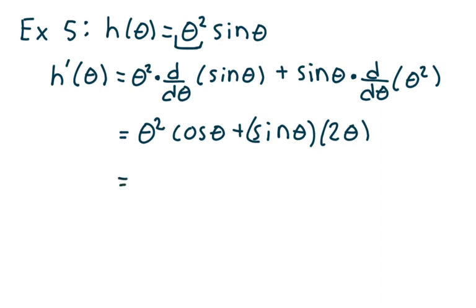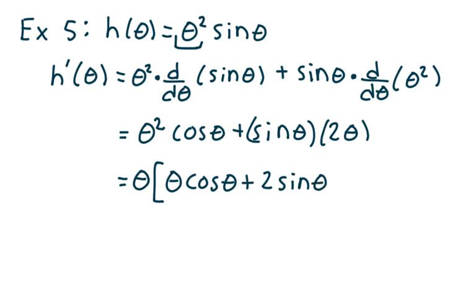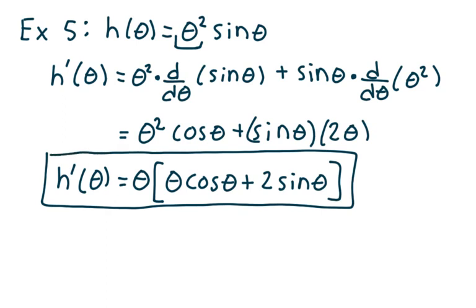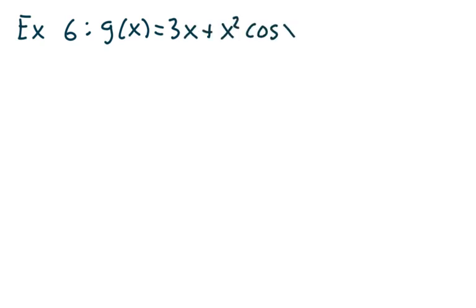Now, what I'm going to do here is factor out a theta. And when I do, I get theta cosine theta plus 2 sine theta inside the parentheses. And that, again, is equal to h prime of theta. That's example 5. Let's take a look at example 6. Suppose g of x is equal to 3x plus x squared cosine x. And I want to find the derivative.